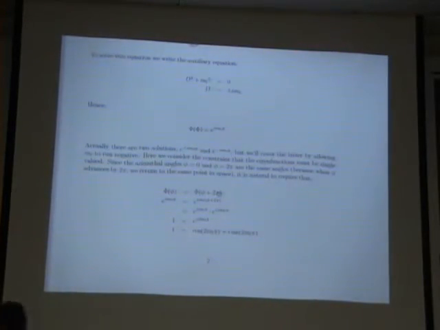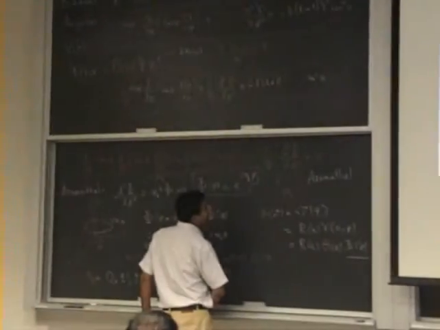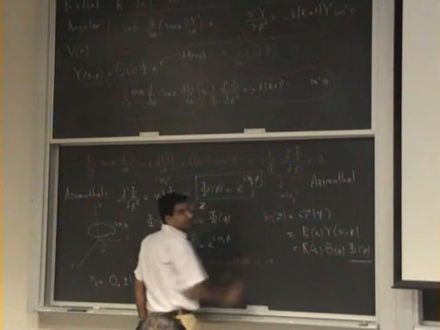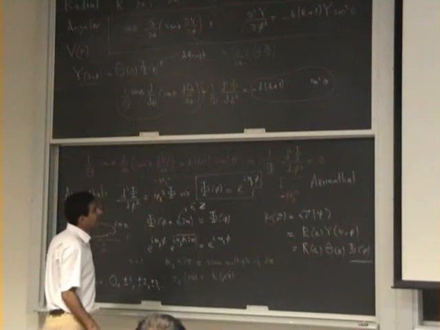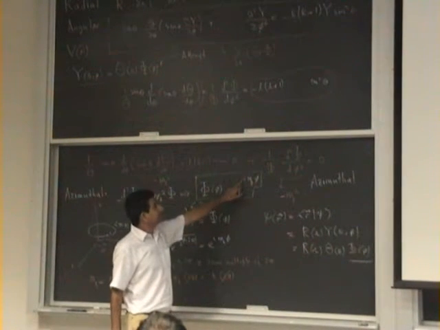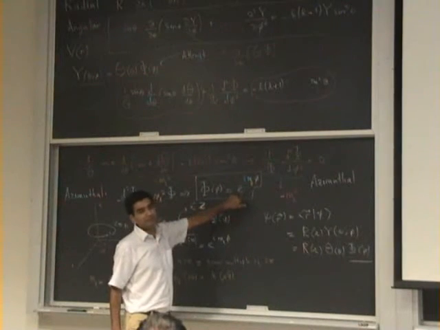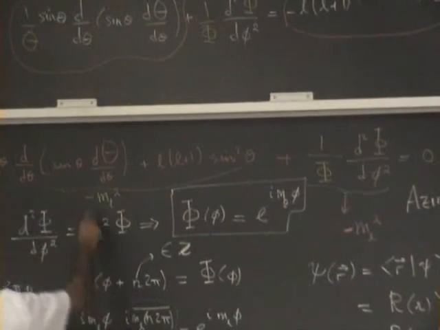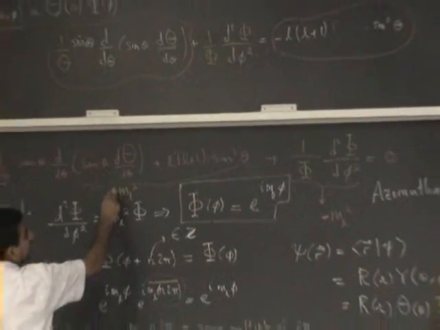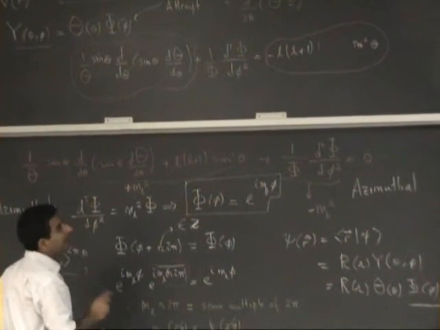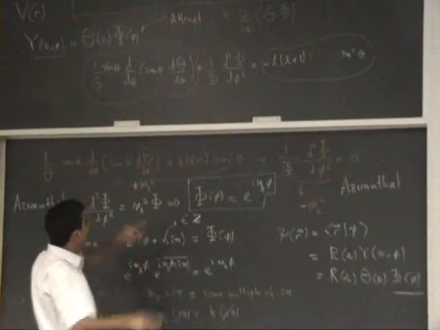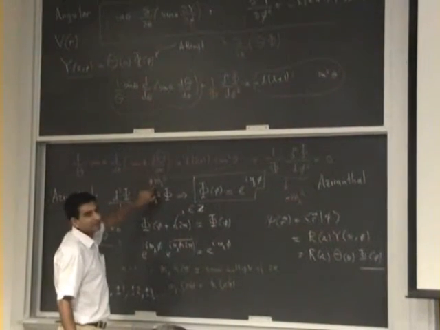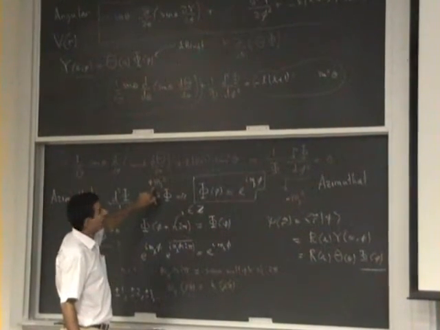To simplify matters, let's put this equal to minus ml squared, right? If I put this equal to minus ml squared, this will still be a solution, right? I can put this equal to plus ml squared as well. I can do it either way, but my solution conforms to calling this plus ml squared.